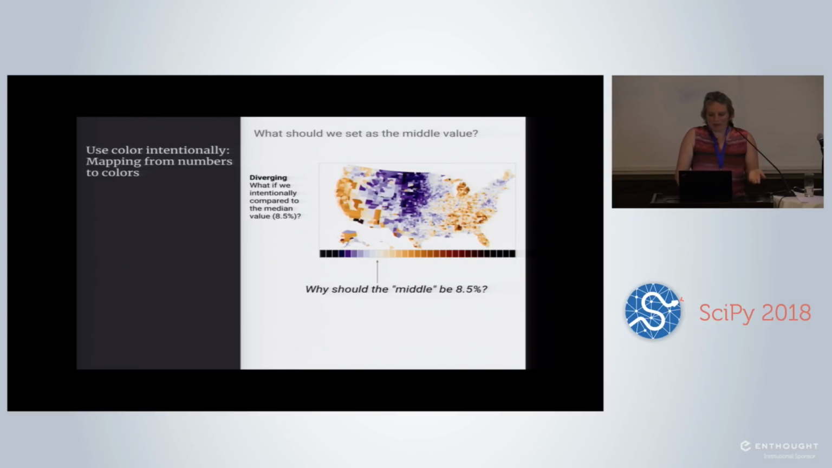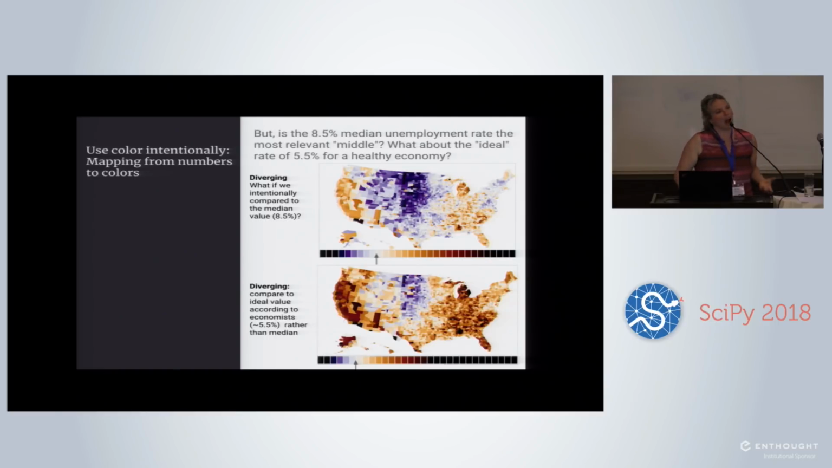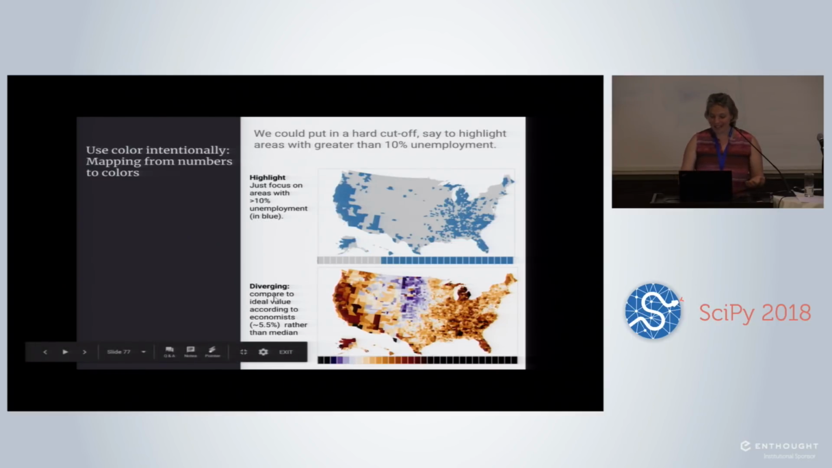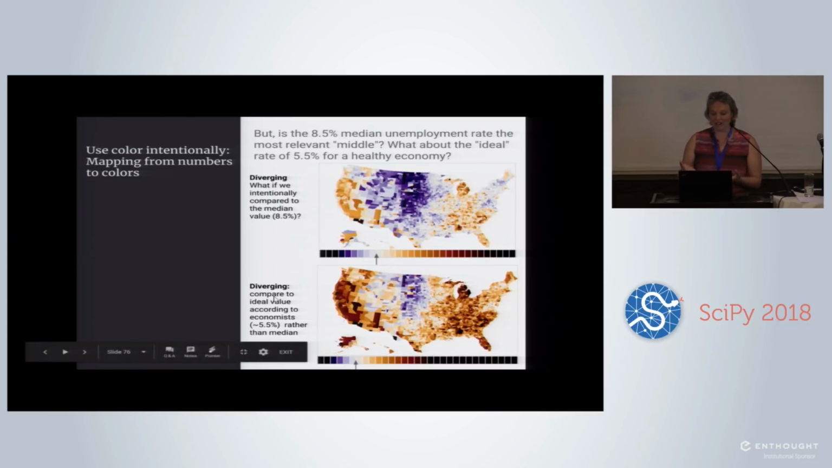But why should the middle be 8.5%, the median? Maybe it makes more sense to use kind of what the economists think is the ideal unemployment rate for a healthy economy of 5.5%, which we see in the chart below. And yeah, there's a lot of that chart that's dark orange, but there's a lot of that country that was really having a hard time. And yet, in the areas that are actually where there are not enough jobs for the people, we see kind of in the upper Midwest here, and can ask different questions about that.